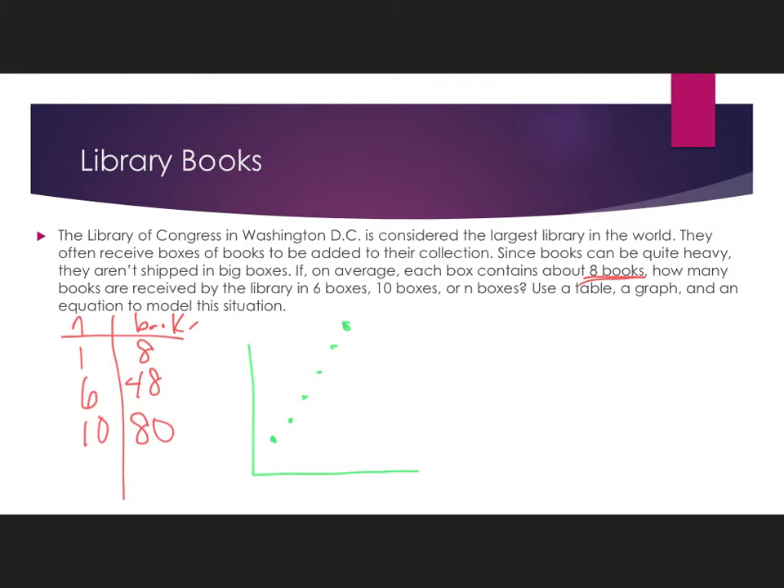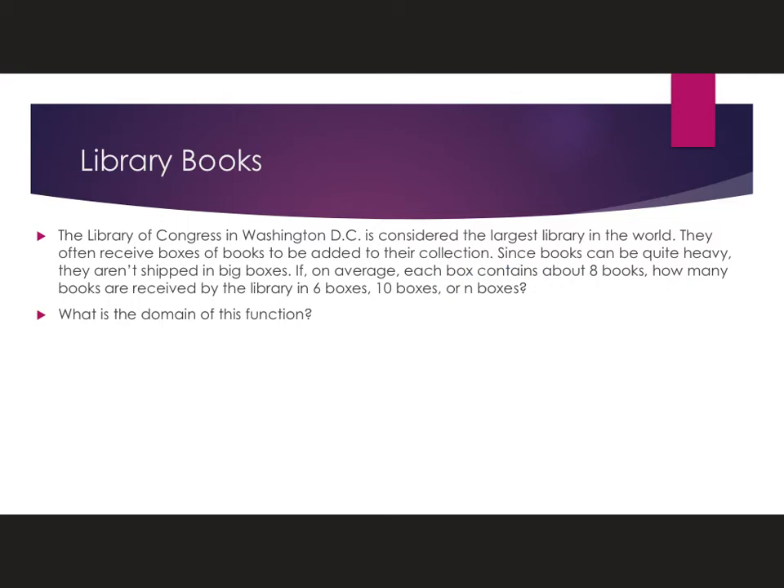So then let's talk about our equation. Our equation would be number of books equals 8 times the number of boxes, n. Does that make sense to everyone, okay? Books equals 8 times the number of boxes. And that's what our graph would look like.